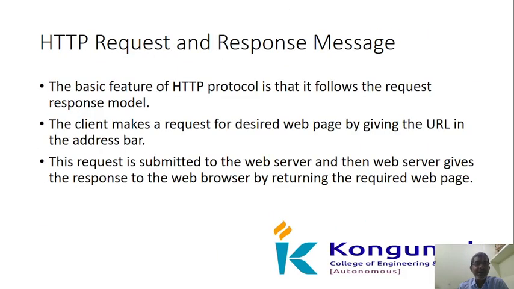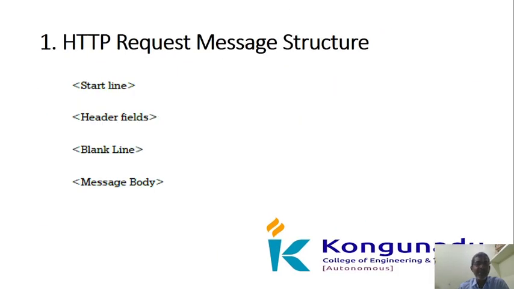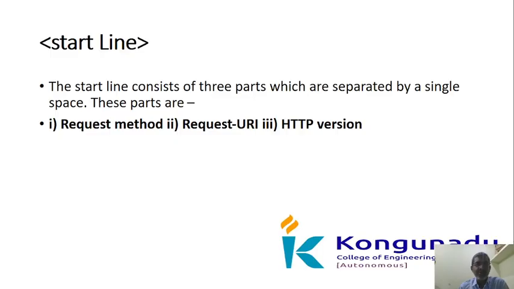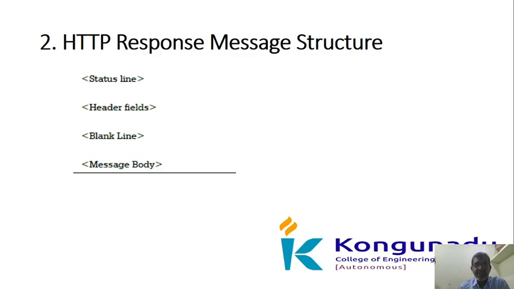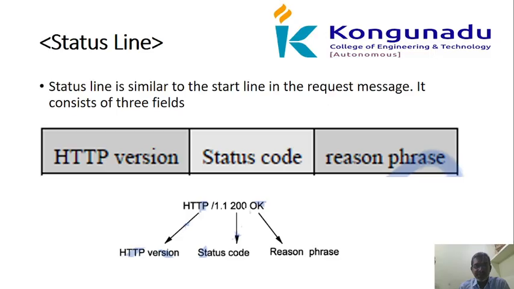So this one is the request: start line, header, blank line, and body. In the start line, you have three things: request method, request URI, and then version. The same thing in the response is the status line. In the status line, we have three fields: the version of the HTTP, the status code, and then the reason phrase. An example has been given.